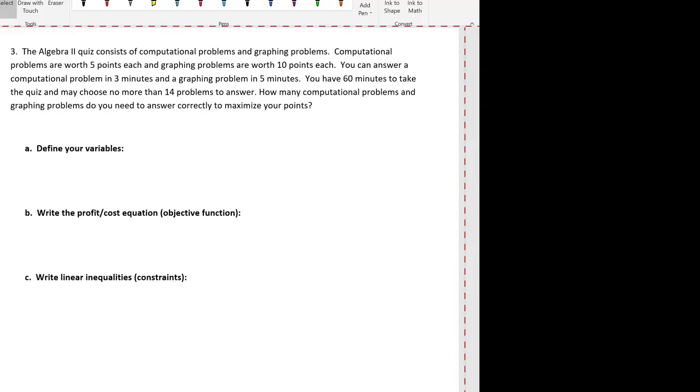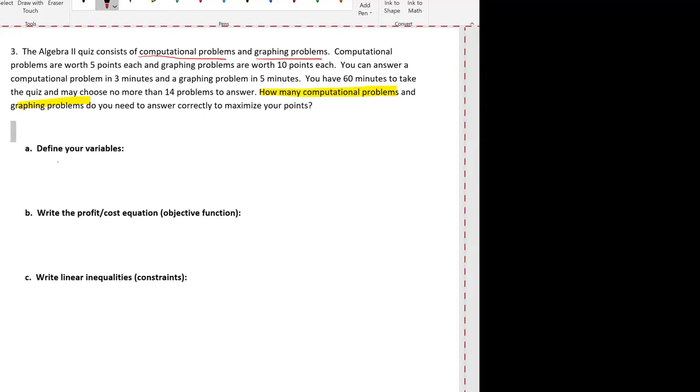consists of computational problems, I'm going to underline that one, and graphing problems. Computational problems are worth 5 points each, and graphing problems are worth 10 points each. You can answer a computational problem in 3 minutes and a graphing problem in 5 minutes. You have 60 minutes to take the quiz, and you may choose no more than 14 problems to answer. So at the very end here are the 2 variables. How many computational problems and graphing problems do you need to answer?